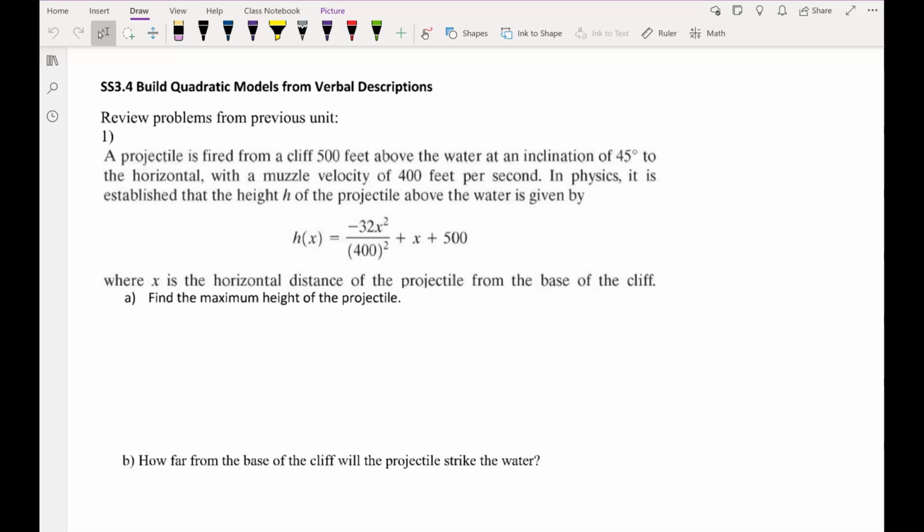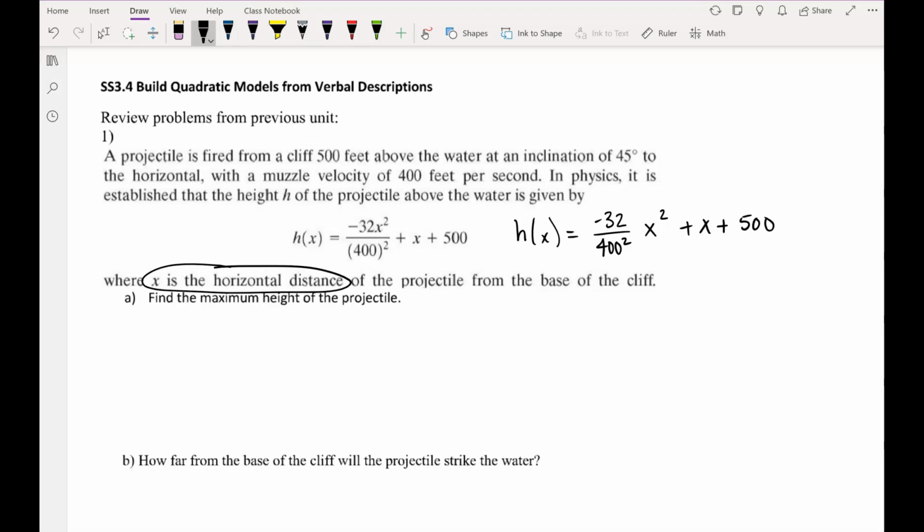In physics, it is established that the height h of the projectile above water is given by h of x equals negative 32x squared divided by 400 squared plus x plus 500. So now, technically, students, you can rewrite this as negative 32 over 400 squared times x squared plus x plus 500. Okay, so that's similar to what they're writing, where x is the horizontal distance of the projectile from the base of the cliff. Make sure we know what x represents. So h is already defined: h is the height of the object above water.